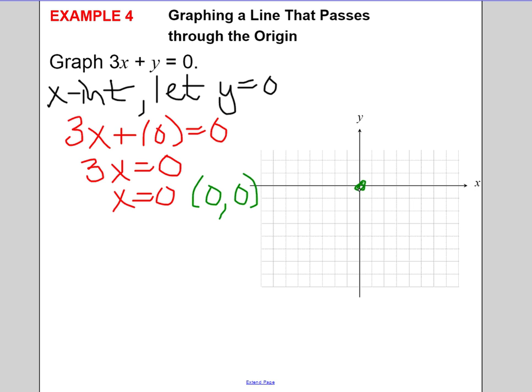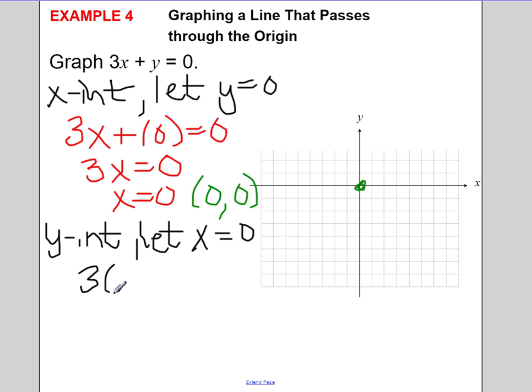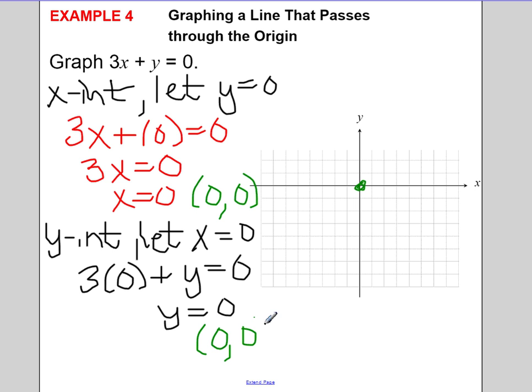Now remember how to find the y-intercept? To find the y-intercept, you're going to let x equal 0. Now if you take your original equation and replace the x with 0 and simplify, you end up with y equals 0. You end up with the same point. Now in this case, the x-intercept and the y-intercept are the same point because the line passes through the origin.